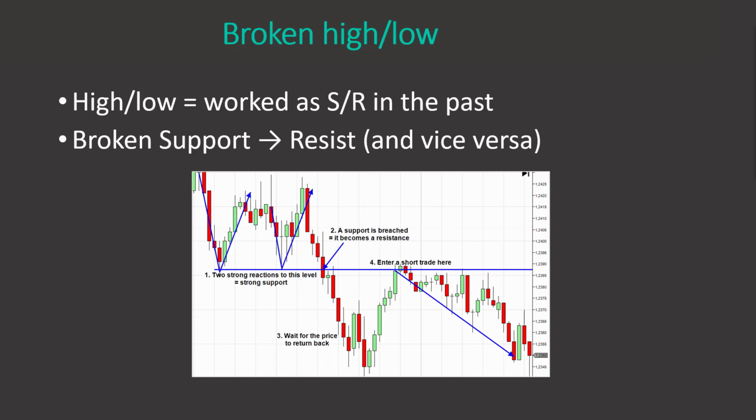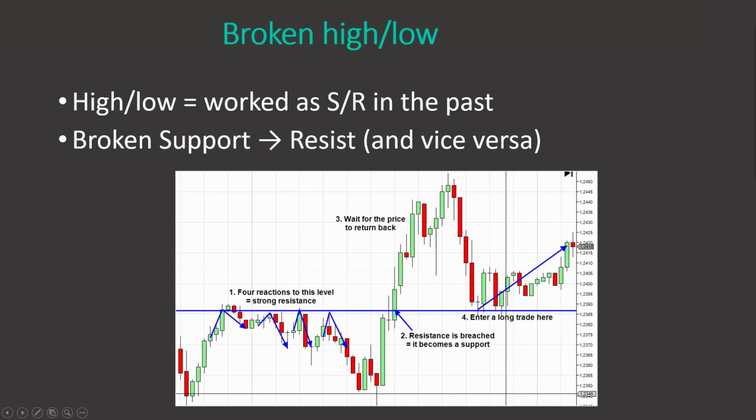So let me now delete all that drawing so you can see how it actually played out. Here is the reaction, right? So yeah, that's about this scenario. Let's now check a long trade scenario.